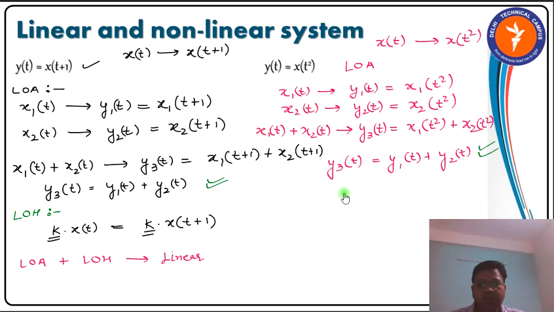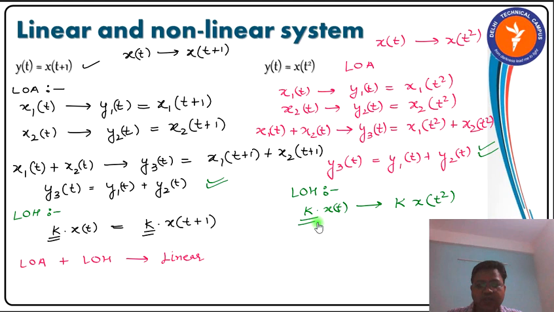Now I will check the law of homogeneity. In the law of homogeneity, instead of x(t), I will now excite the system with k times x(t). That is a scaled input now. As we can see, if its magnitude over here is 1, then it is also 1. That is, the system is not changing the magnitude. So while exciting the system by a scaled input, I will get k x(t) squared.